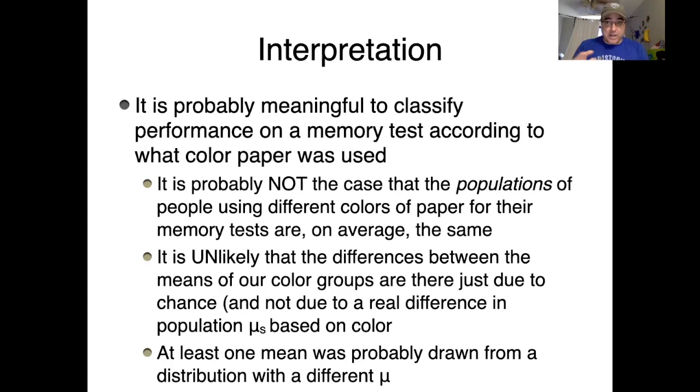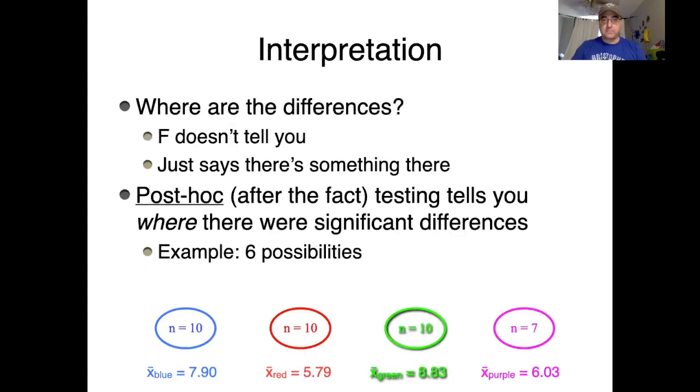Another last way of saying what it is that we have probably found is that at least one of the means was probably drawn from a population that is a different mu from the others. Now, they could all have been drawn from populations with mu's that are different from the other 3, but all we know at this point is that at least one was from a faraway mu. Okay.